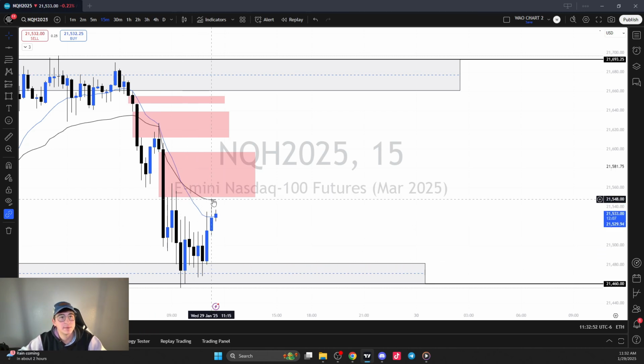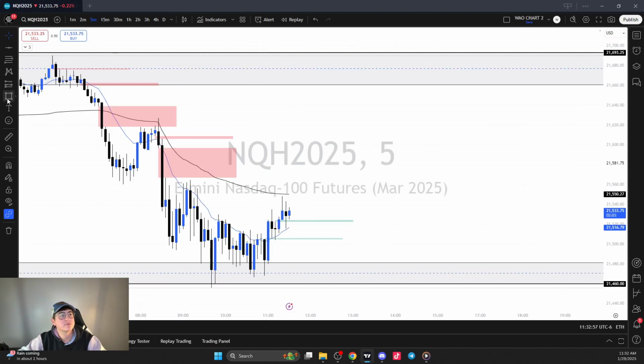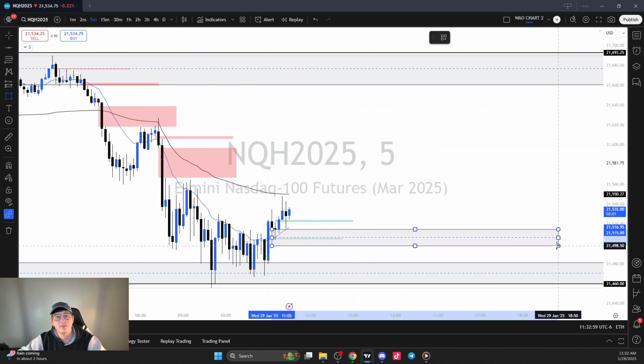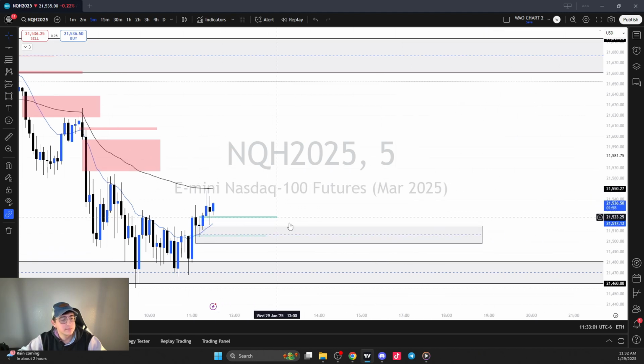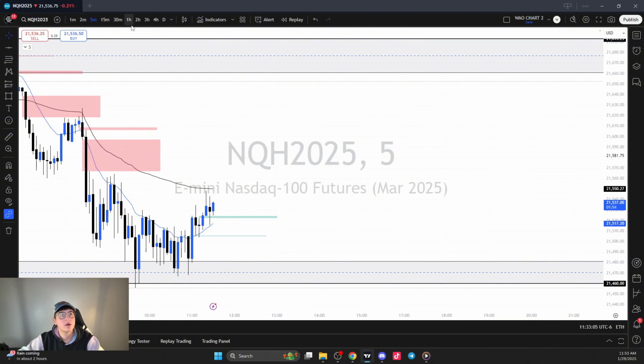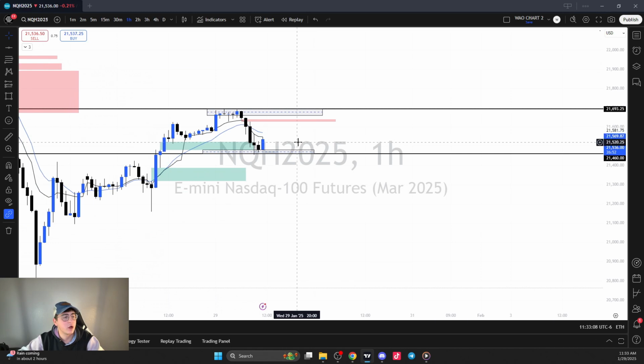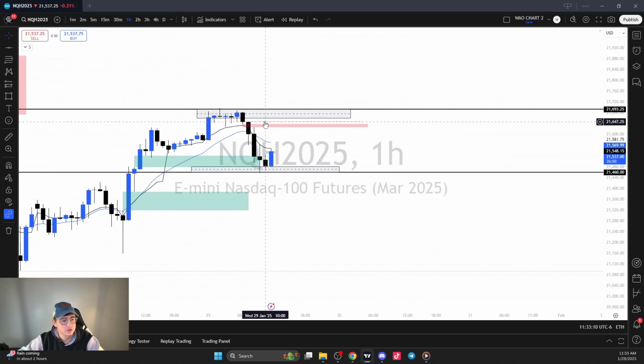Now we're having some buyers stepping into this. What do I want to see happen here? I want to see potentially a sweep, maybe a nice fair value gap, maybe come into this area, come back down and head higher. Possibly get a pretty good risk reward on that. And then what would I be targeting? I'll be targeting the next level of resistance, which will probably be up here.